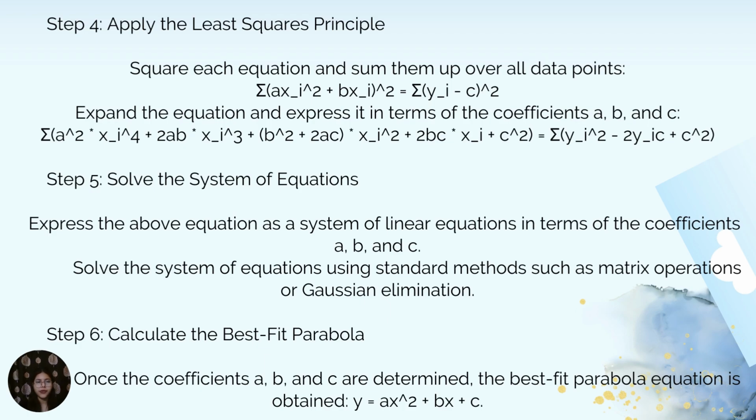Step 5. Solve the system of equations. Express the above equation as a system of linear equations in terms of the coefficients a, b and c. Solve the system of equations using standard methods such as matrix operations or Gaussian elimination. Step 6. Calculate the best fit parabola. Once the coefficients a, b and c are determined, the best fit parabola equation obtained is y is equal to ax squared plus bx plus c.